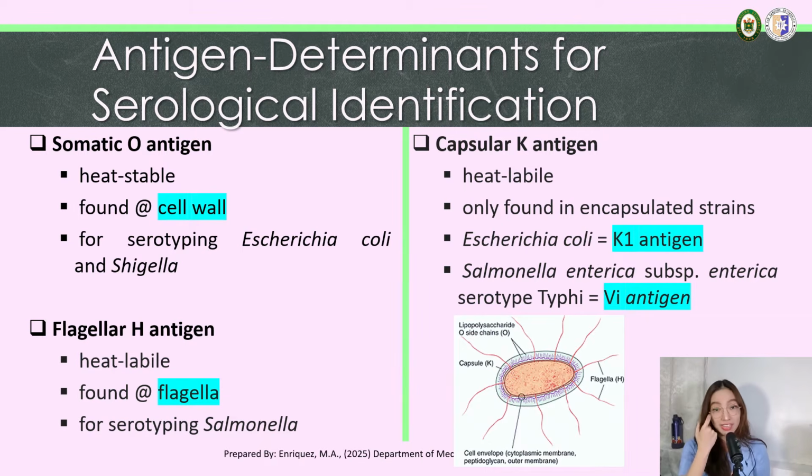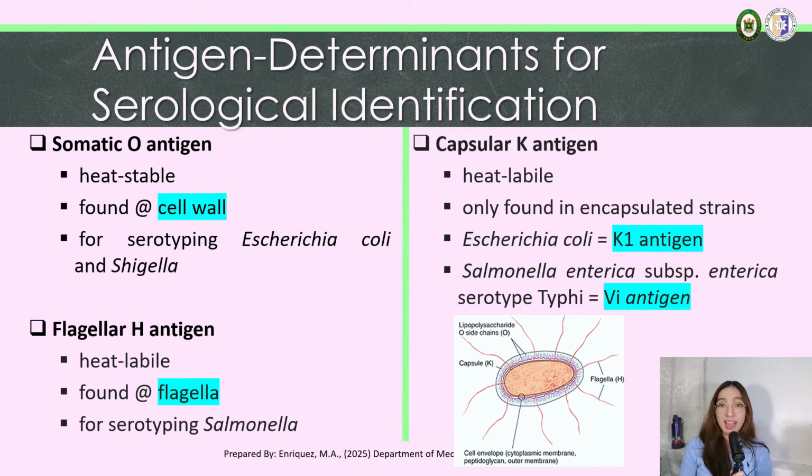Next is the flagellar antigen, also referred to as the H antigen. So as I've already mentioned, this is heat labile and it can be found on the flagella of the bacterial cell, as the name implies. Okay, so again, what type of flagella do Enterobacterales members have? And they are peritrichous. Okay, so the H antigen is used for the serotyping of Salmonella.